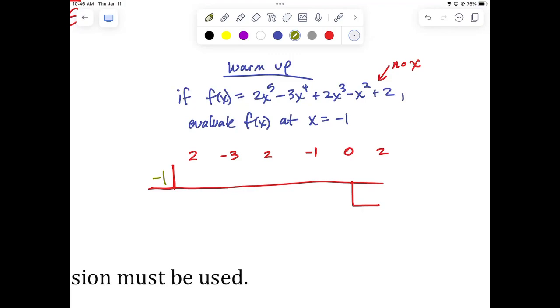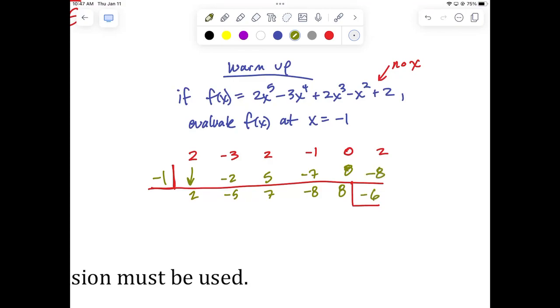All right, so once I have all the coefficients with my placeholder, I put the -1 out front because I'm synthetically substituting a -1. And then I do the process, which remember, bring down the 2, multiply on the bottom, and then add columns. So we get a -2, we add, we get -5, we multiply, we get 5. 5 plus 2 is 7. Multiply by -1, we get -7. Add, we get -8. Multiply, you get 8. 8 plus 0 is 8. Multiply, you get -8. -8 plus 2 is -6.